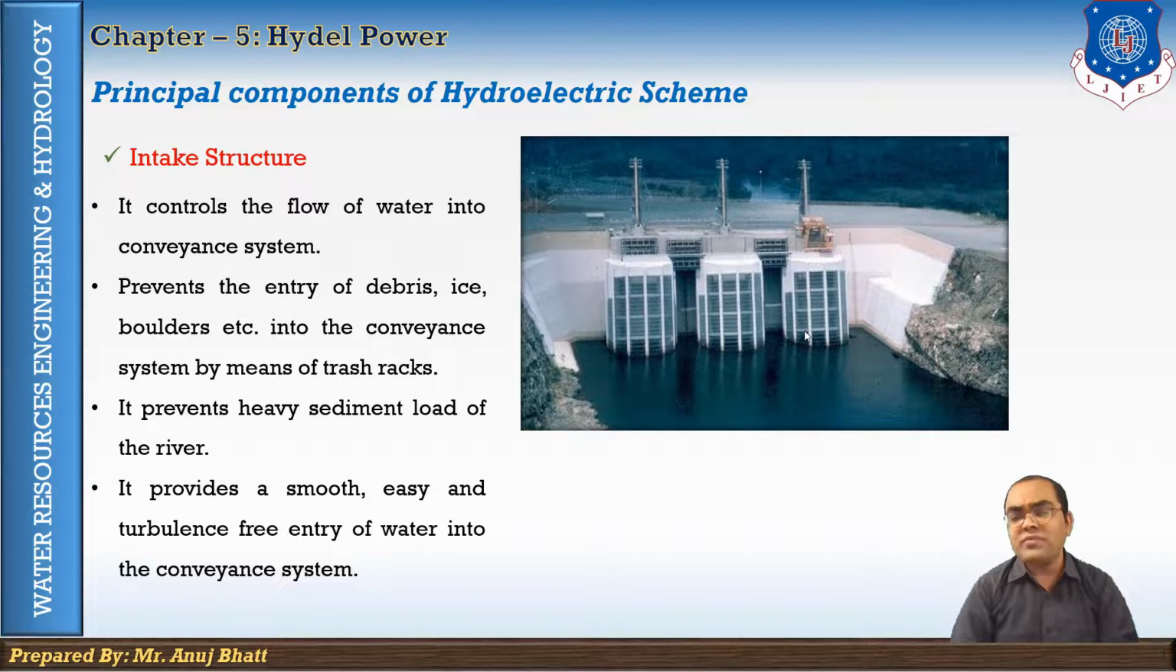There are a few types of intakes available: the dam intake, run-off intake, canal intake, tower intake and shaft intake. We can use these intake structures according to the type of storage or diversion structure. Also, factors such as the location of the powerhouse, the conveyance system and the topography all affect what kind of intake structure we should use.